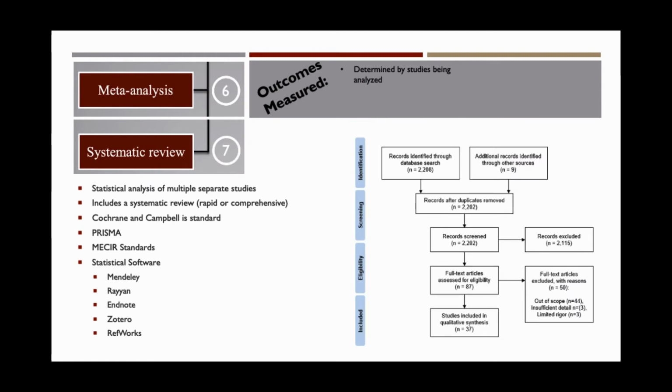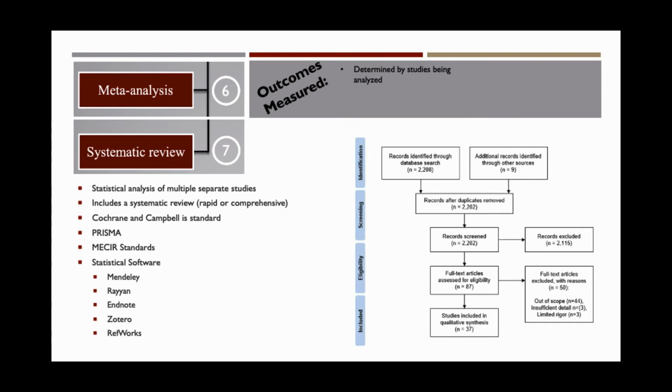All right, meta-analysis and systematic reviews. I put these together because you can't really do a meta-analysis without doing a systematic review. Now, systematic reviews can be rapid or comprehensive. Comprehensive reviews should fall in line with guidelines from either Cochrane or Campbell. They're kind of the 2 standards.